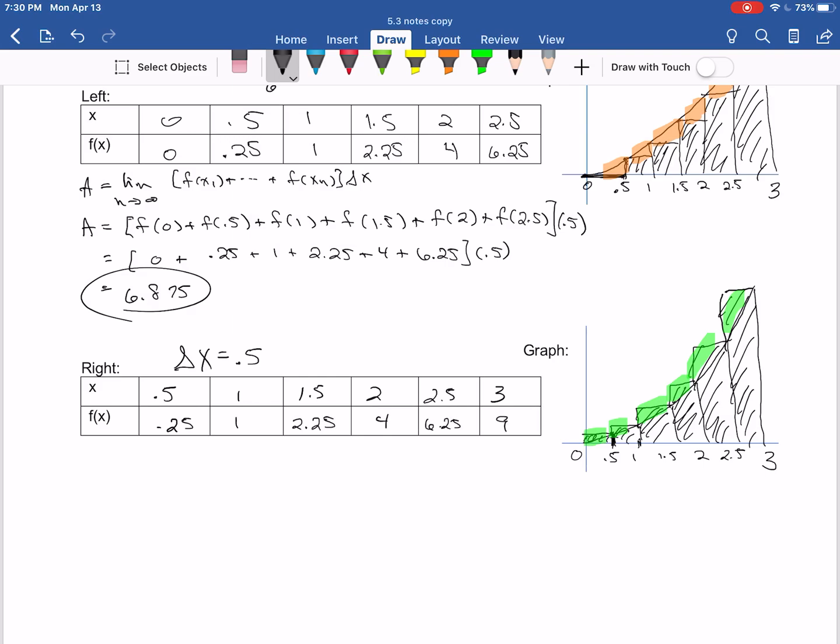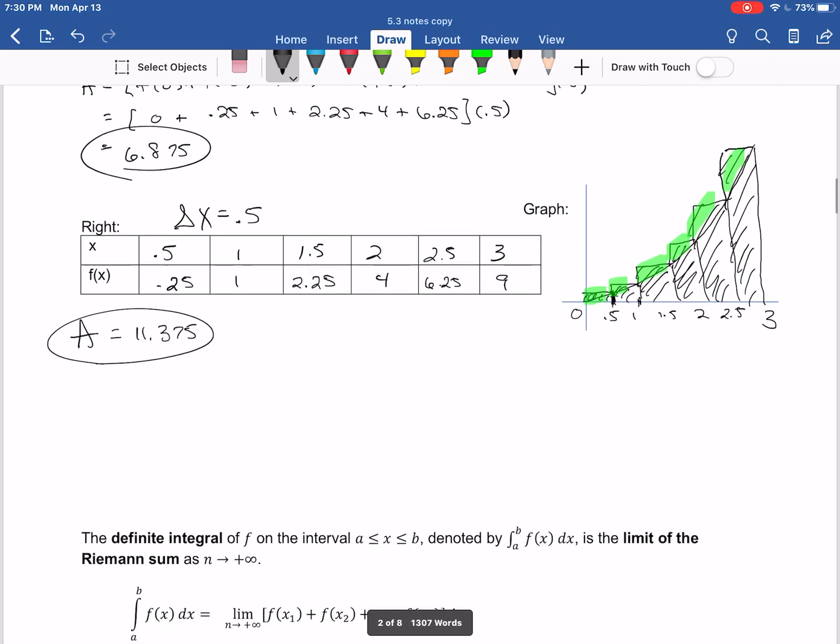I'm not going to write out all the work this time. I'll just tell you what you should get. The total area that you accumulate is going to be 11.375 square units. All right, so that one is definitely bigger than what we got above. The real answer is going to be somewhere in between. Okay, but anyway, this is the Riemann sum. It's used as an approximation of the area underneath a curve between two endpoints A to B.